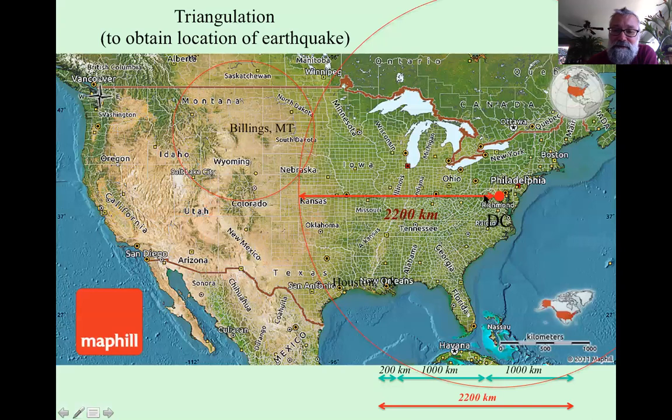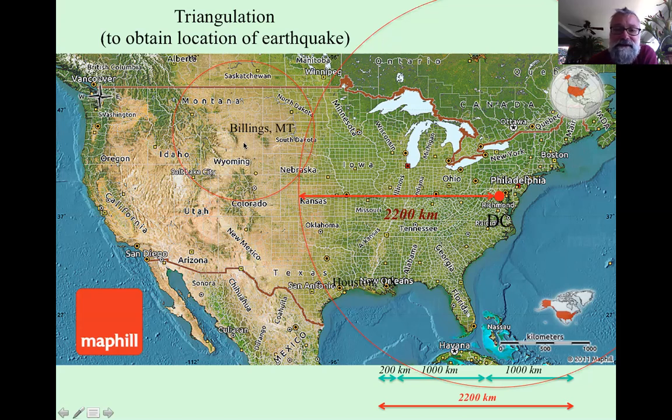Now I can go back to my map. I have a scale down here, and I can calculate 2,200 kilometers. There it is right there. And I can draw a radius around the DC showing 2,200 kilometers away. I know that the epicenter of the earthquake has to be somewhere on that circle, but that doesn't tell me specifically where on the circle.